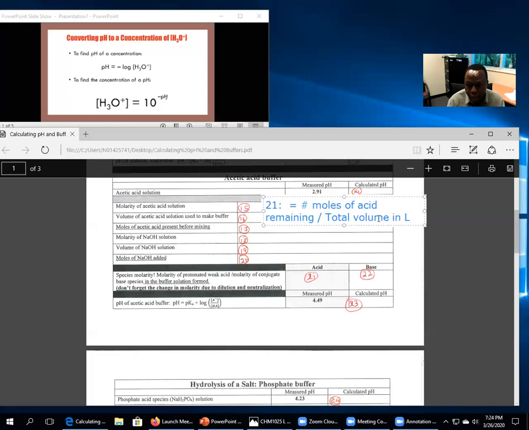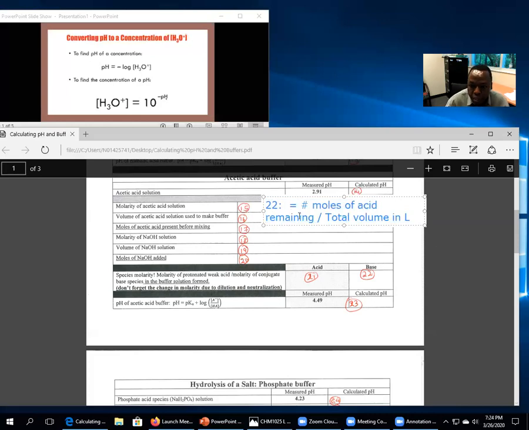Total volume by now, you should know what it is. This will give you what you need for item number 21. Any question on 21? I know we had to pack up for 11 and 12. There is no question. I'll move on to 22 here.